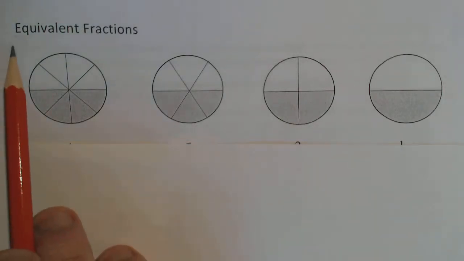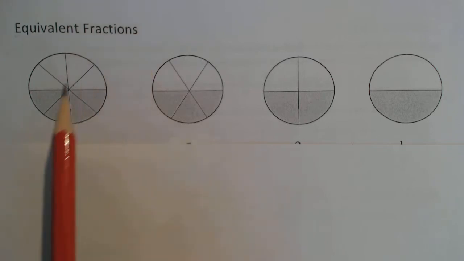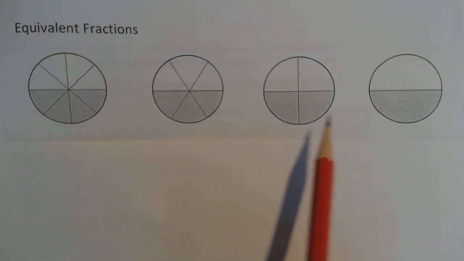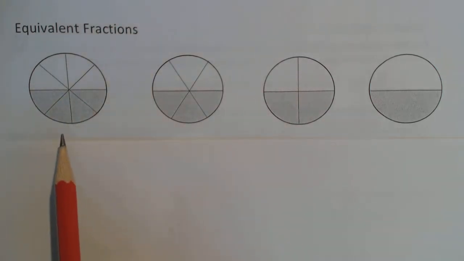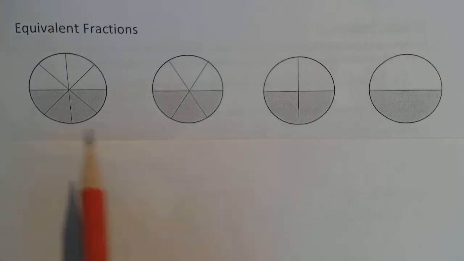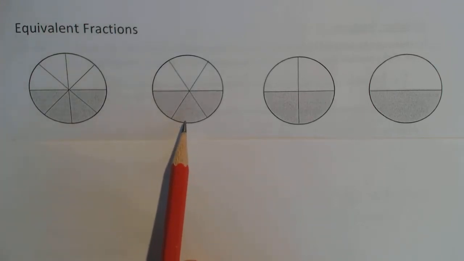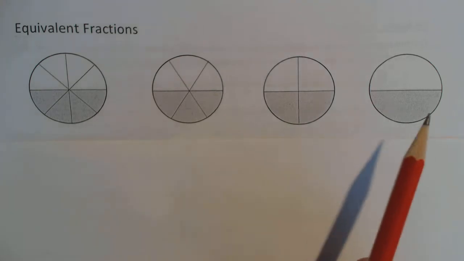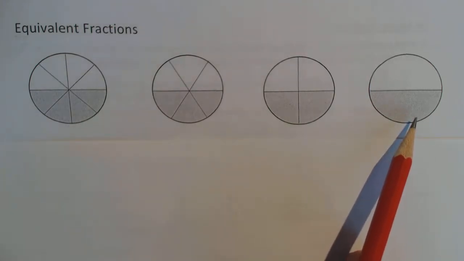We're now going to have a look at equivalent fractions. You can see we've got 4 circles here. The first one has been divided into 8 equal parts, the second into 6 equal parts, the third into 4 equal parts, and the last into 2 equal parts.